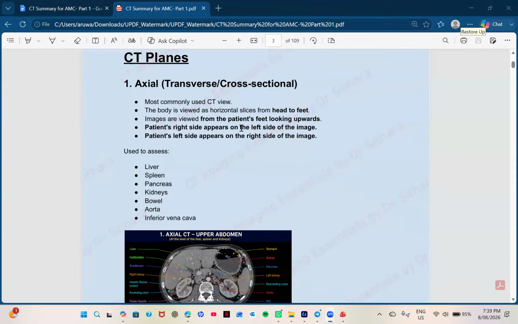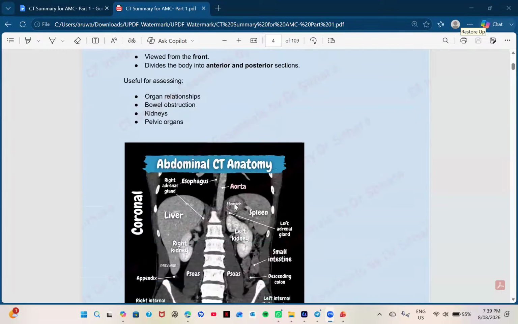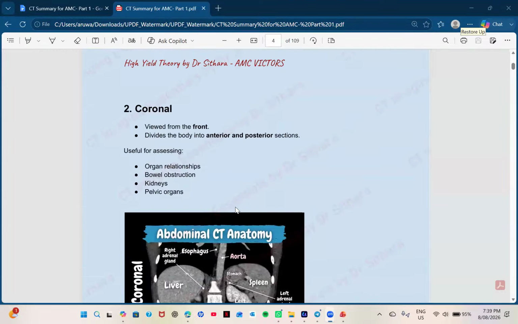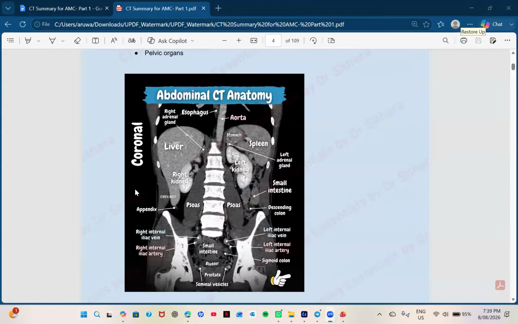So we have the CT plane, the axial plane, mostly used. Then we have the coronal plane. This one, right? The coronal plane. View from the front, right? It divides the body into anterior and posterior sections. Then here you can see this kind of CT.